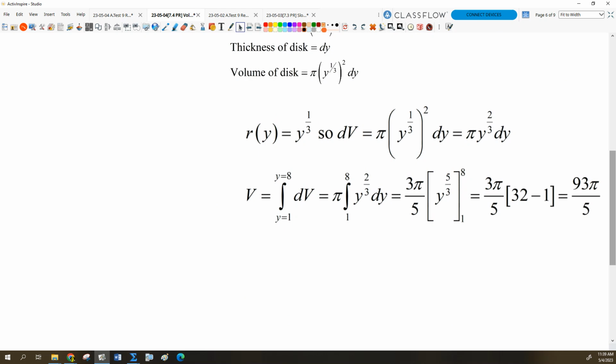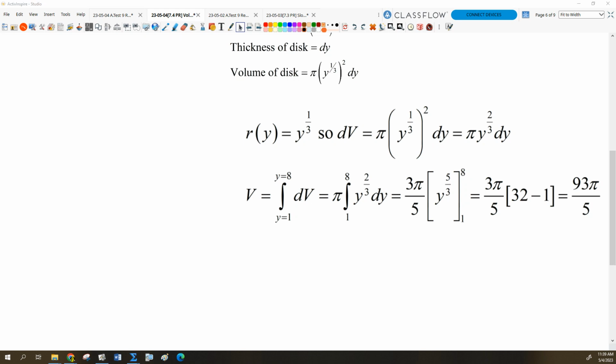So then what do we get? We get the integral of y to the 2/3 dy from 1 to 8, pulling the pi out front. Well, that's an easy one. We just get y to the 5/3 times 3/5. Pull the 3/5 out front with the pi, and we'll evaluate y to the 5/3 from 1 to 8. And what's that give us? 32 minus 1 times 3/5 pi ends up being 93/5 pi, and that's an exact volume for that. See how that works?